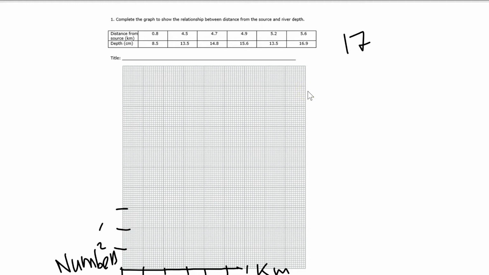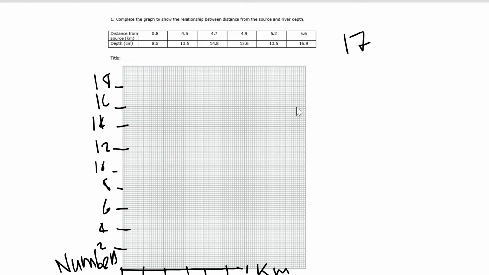So 2, 4, 6, 8, and so on, 10. You can do this much more neatly than I can do. Oh, I can nearly count in twos. 12, 14, 16, 18. And that means that both of those axes, the one along the bottom, is big enough to contain all the distance numbers, and the one up the side is big enough to contain all the depth numbers. And it's just simply a matter then of going along and plotting those.